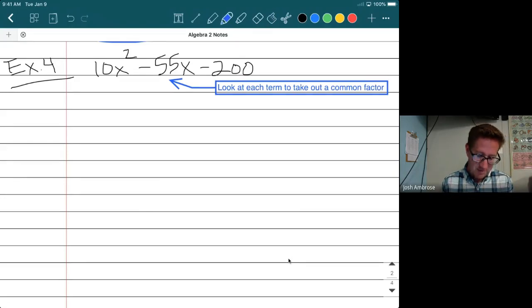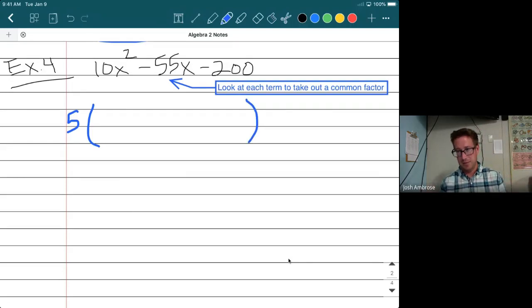10, 55, and 200. What would they share? They all share a 5. So let's take that 5 out. And when I say take the 5 out, I basically mean 10 divided by 5. What is it? 55 divided by 5. What is it? And 200 divided by 5. What is it?